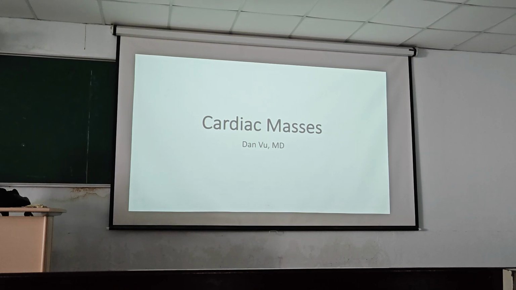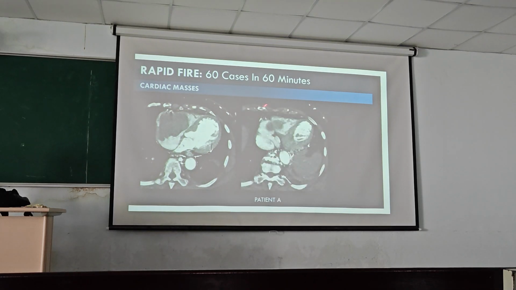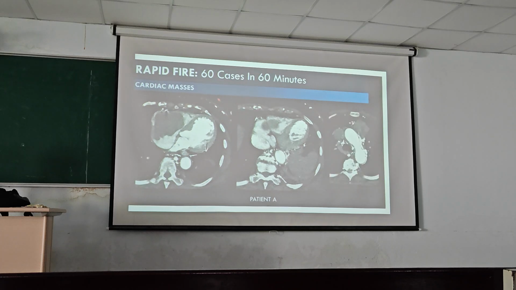So sometimes when you do a CT scan, you see a mass in the heart. So you can see there's a big mass. For orientation, the heart has 4 chambers, right? The right atrium, right ventricle, left atrium, left ventricle right here. And you can see this low density mass right here. You can see the mass extending from the atrium into the ventricle.